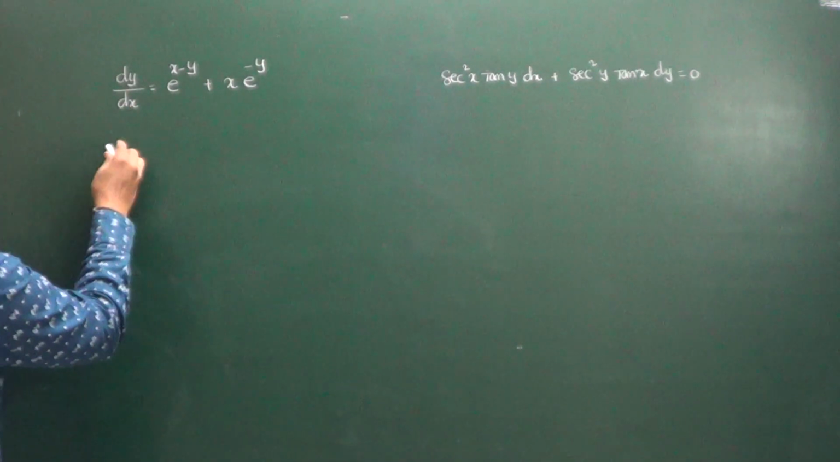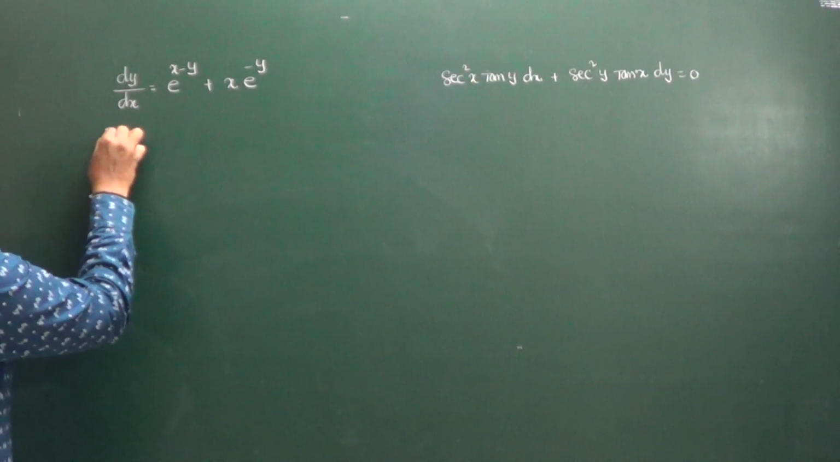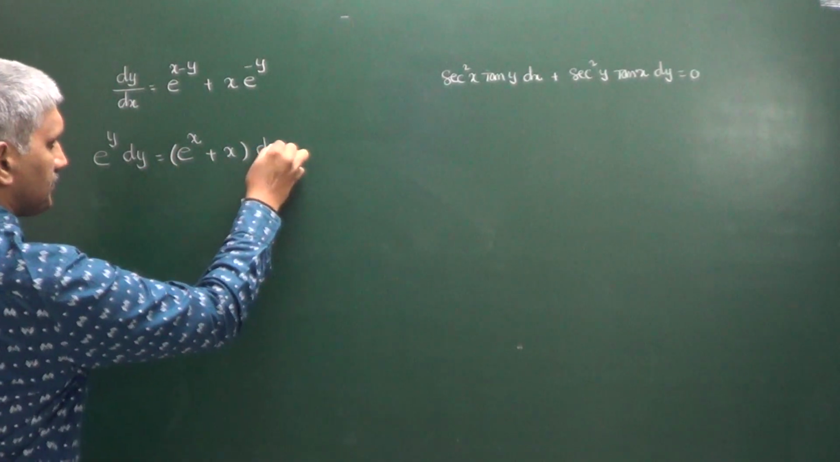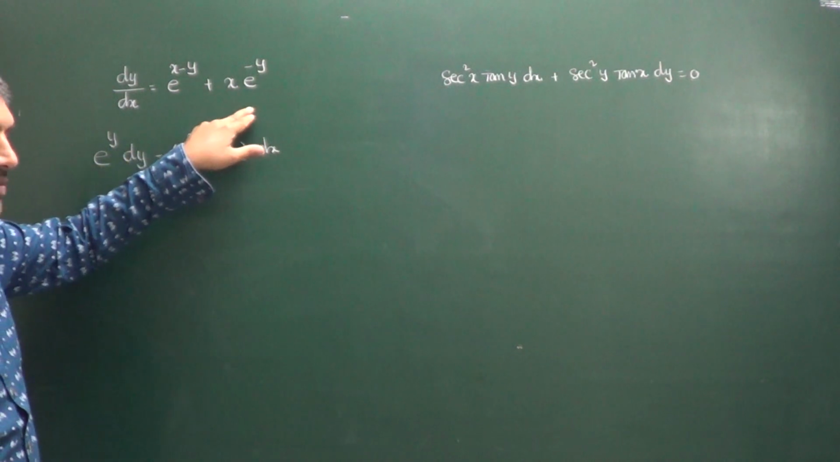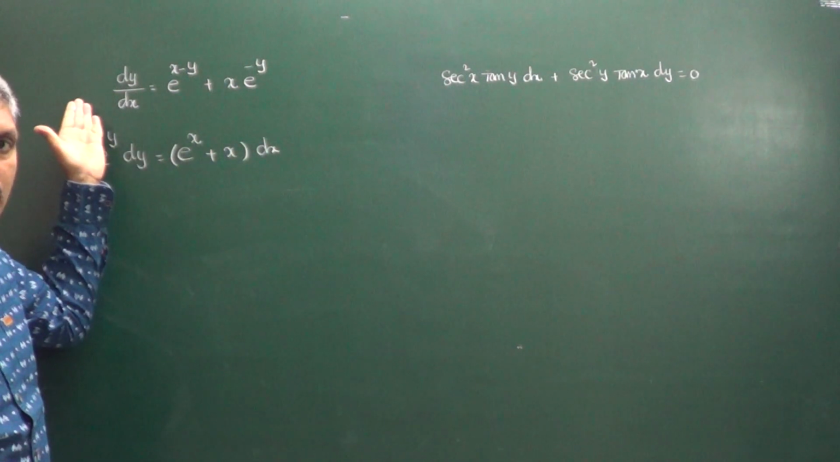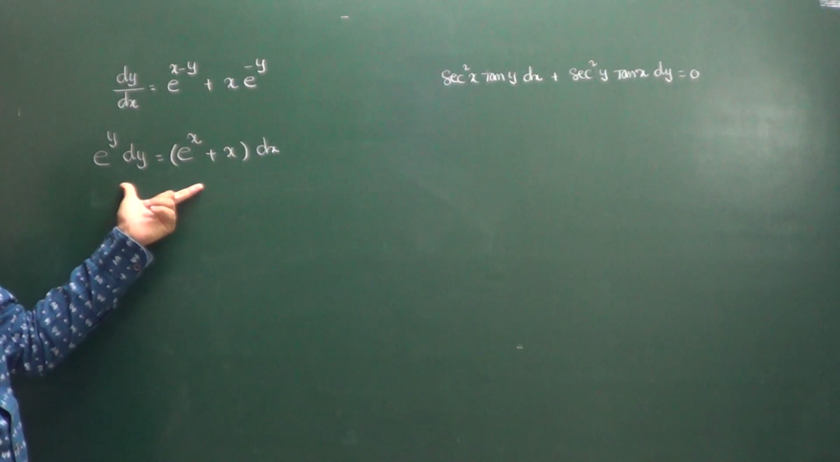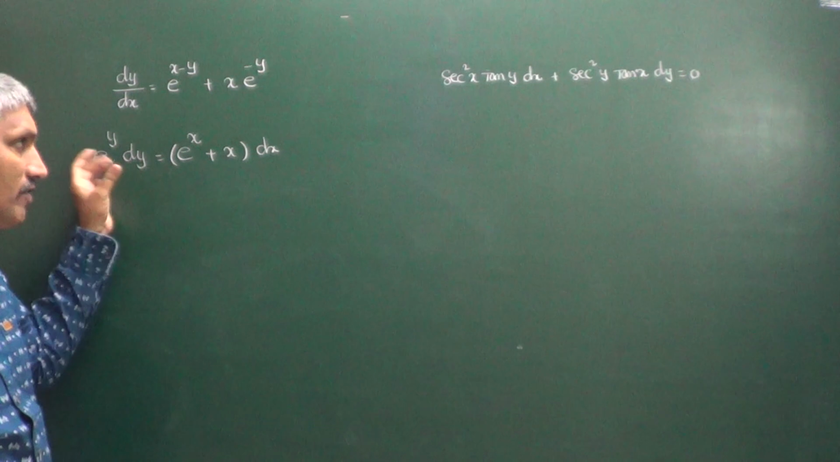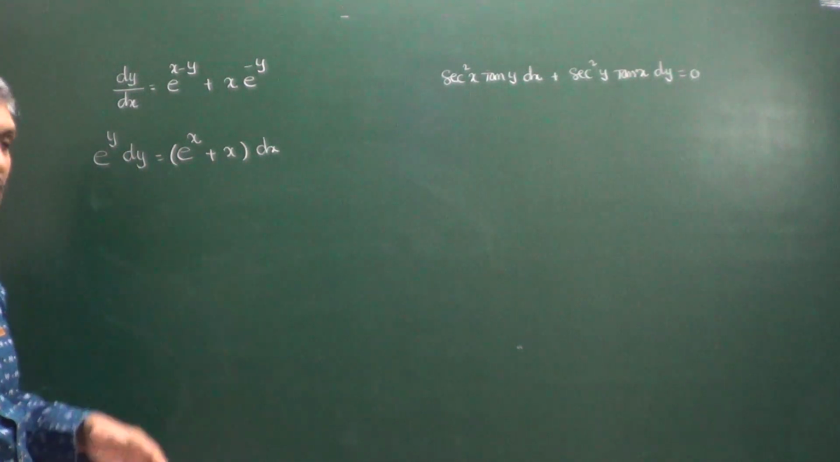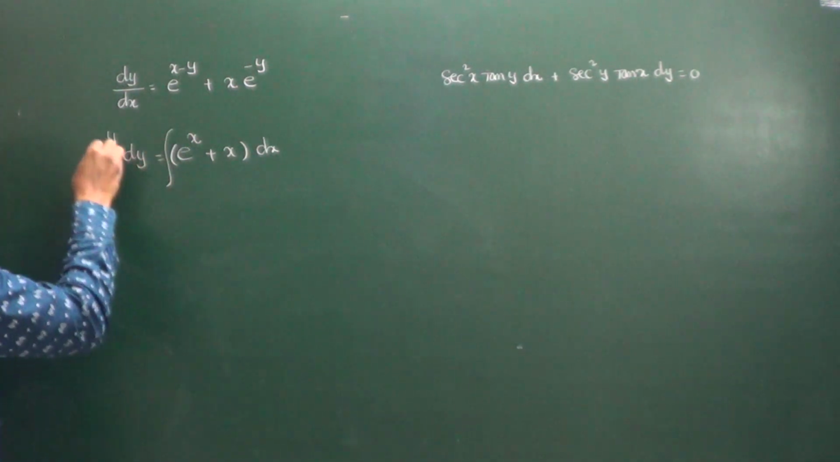By using variable separable method, I am going to do, observe here, that we can write it as e power y into dy is equals to e to the power of x plus x into dx. So here by e power y, here also by e power y taken this side, then we got this one. Variables are separated, all y terms to one side with the dy, all x terms to another side with the dx. Now we can do the integration of this.